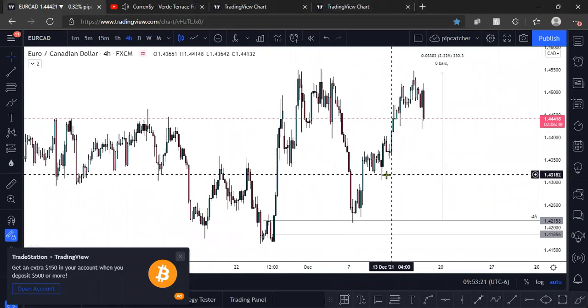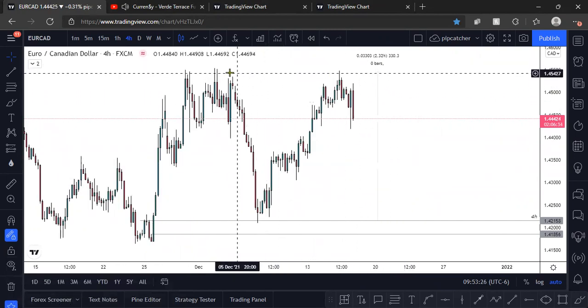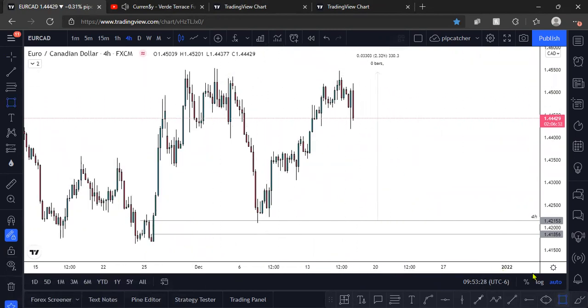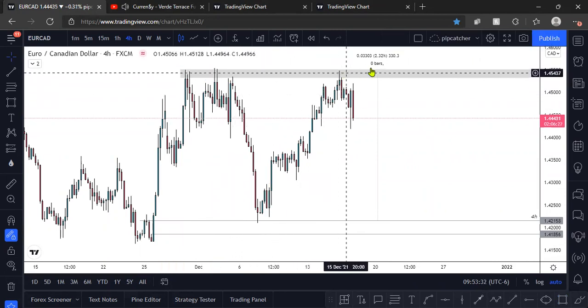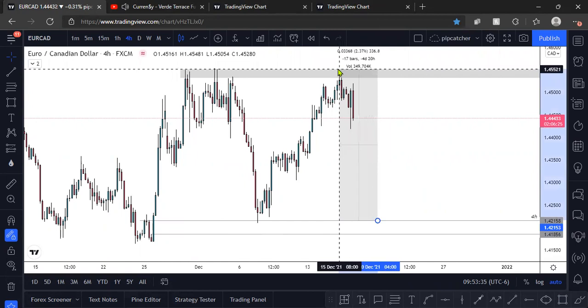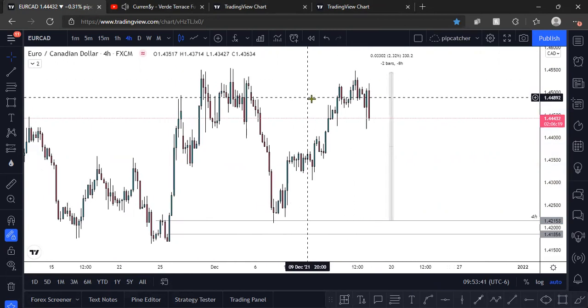We look over here on the live chart. You can see this was the take profit area up here, these highs, and you can see we got out right here, 330 pips. So very, very good trade.